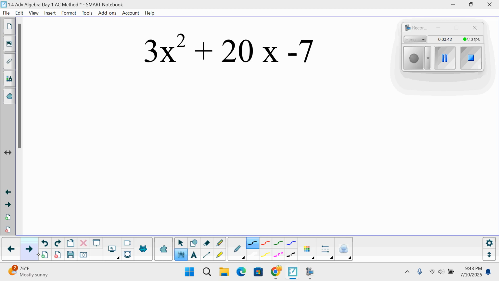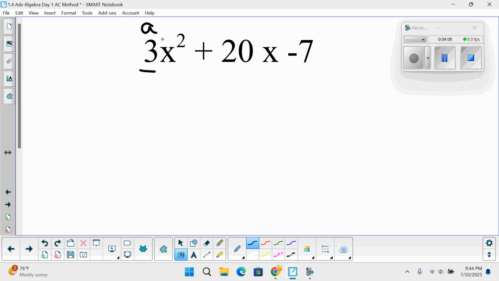All right, let's try our next one. Because of this 3 out front, I am going to be using my AC method. One thing I haven't mentioned yet in this video is you do always want to look for a common monomial in your 3 terms and pull them out before trying your AC method. Now, we did not have a common monomial in the first example or the second example, so it doesn't matter much.